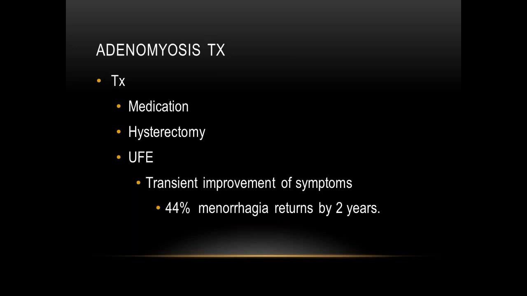Treatment of adenomyosis includes medications such as Lupron to help suppress hormonal involvement, hysterectomy, or UFE. UFE usually only gives a transient improvement of symptoms. 44% of menorrhagia will return by 2 years' time.